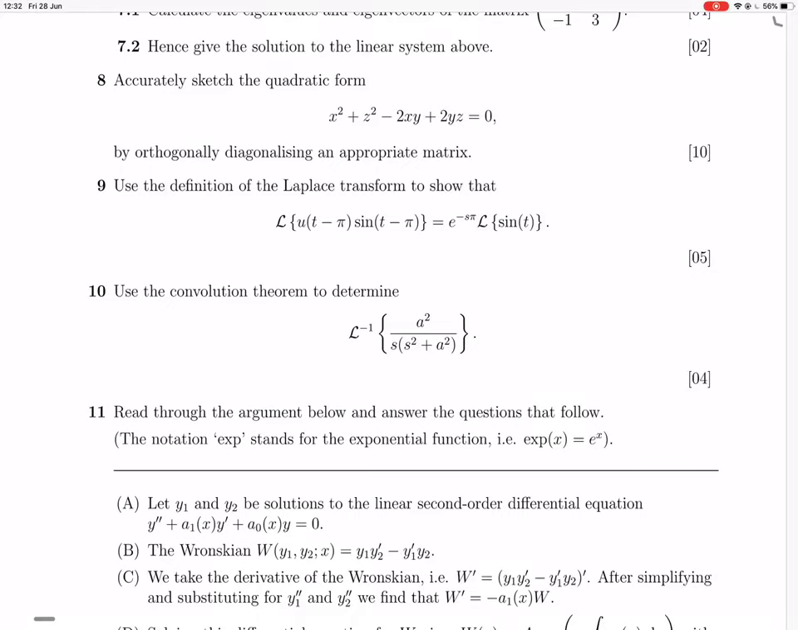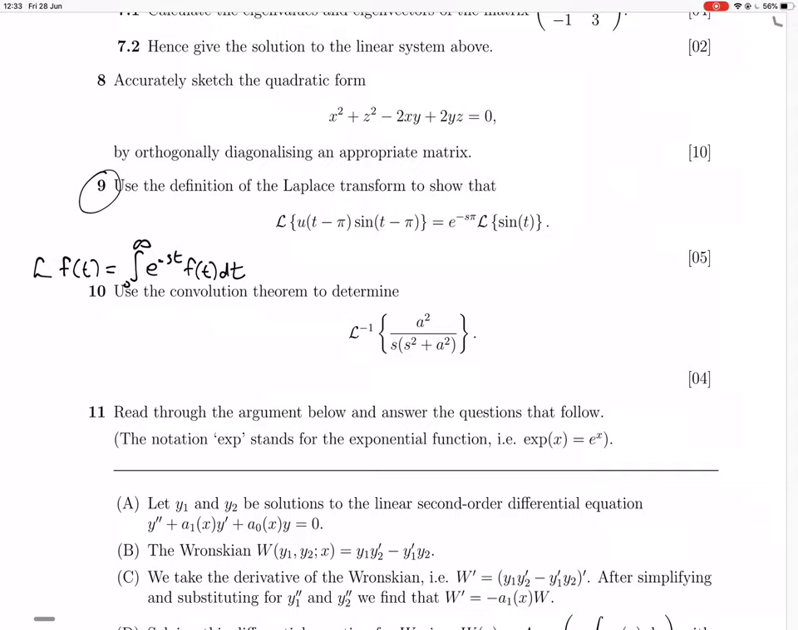Okay, so in question 9, they want us to use the definition of the Laplace transform to show that the left-hand side of this equals the right-hand side. So the definition of the Laplace transform is what? It's the Laplace transform of f(t) is the integral from 0 to infinity of e^(-st) f(t) dt.